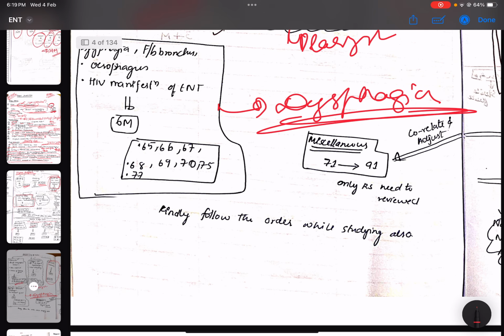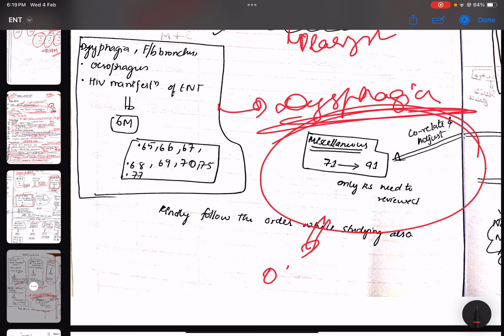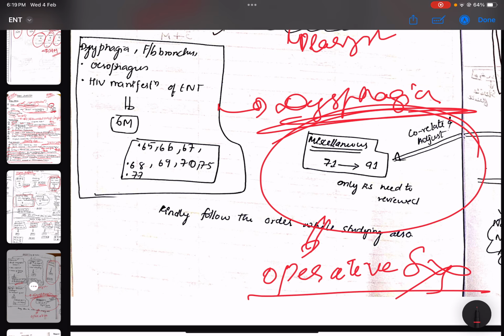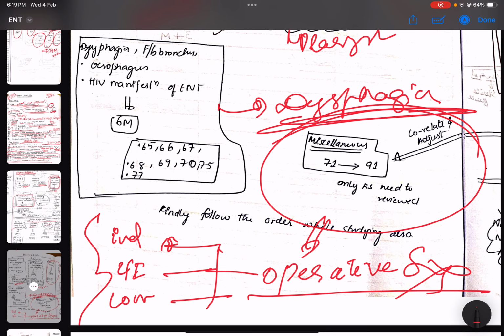And also operative procedures. Though operative surgeries, they can ask you, basically they might ask you about indications, contraindications, complications. So for any operative surgery, when you are studying, make sure your narration or your study is accordingly.